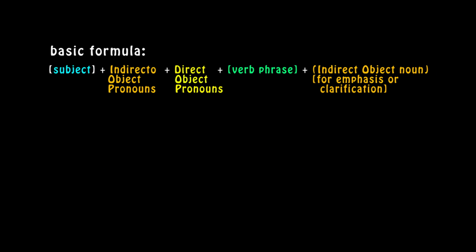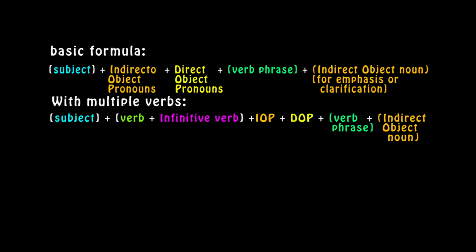So let's see again a review of the different positions of the object pronouns in a sentence. So far we know that the subject comes first, then the indirect object pronouns, the direct object pronouns, followed by a verb phrase, and in some cases or most cases, we add the indirect object noun for emphasis or clarification, especially if you don't know what we're talking about.